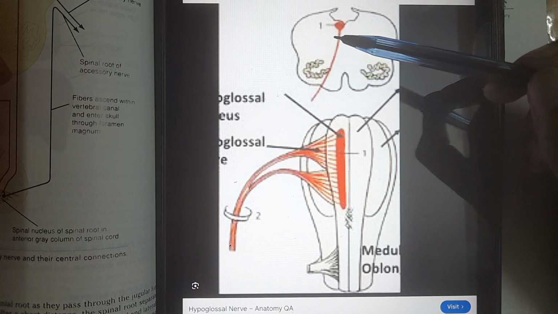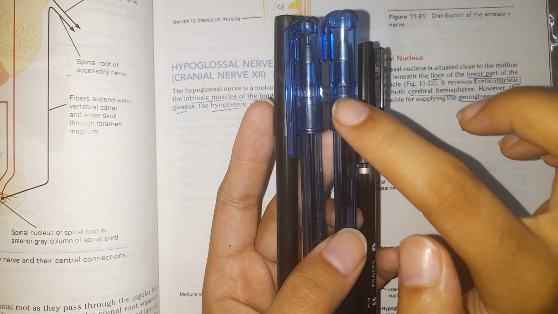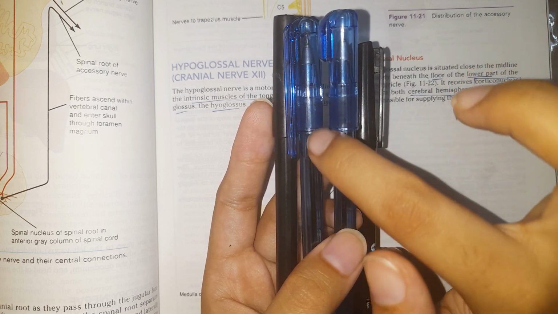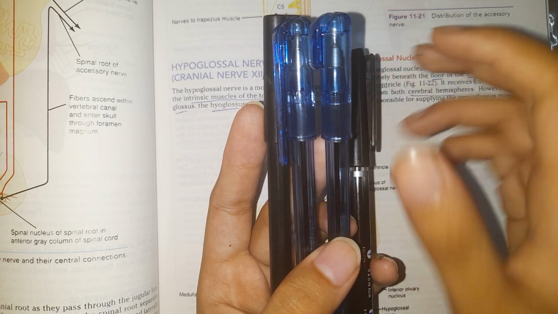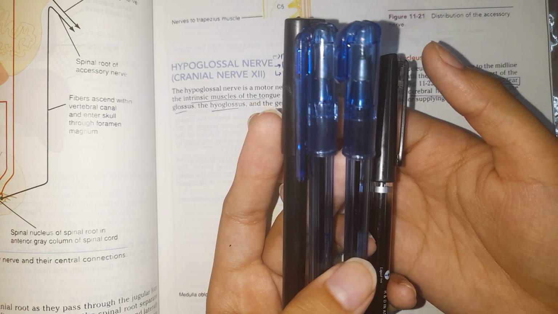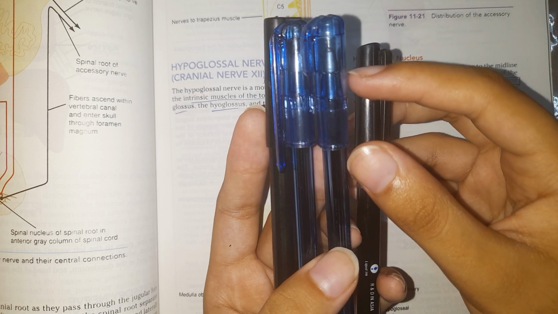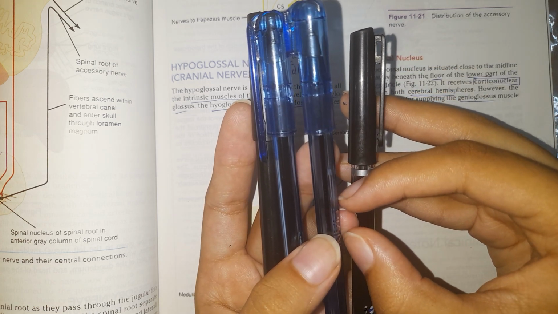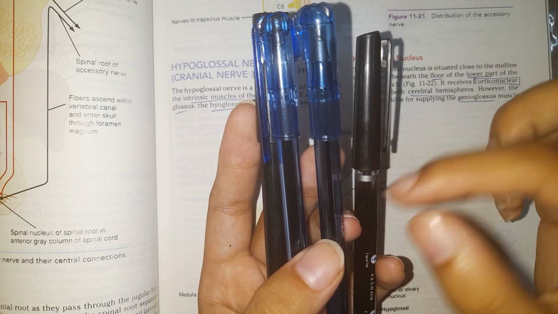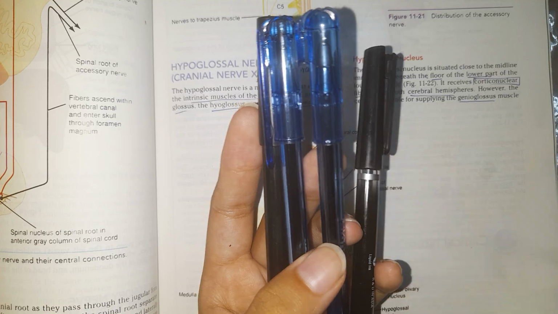If I explain that to you in a schematic diagram, these are the two pyramids, and the pyramids have a fissure in between them, but that fissure has no nerve coming out of it. On the posterolateral side we have these two black pens, which are actually the olives, and the groove between the pyramid and the olive has a nerve coming out, and this nerve is known as the hypoglossal nerve. So this is how it comes out from between the pyramid and the olive.